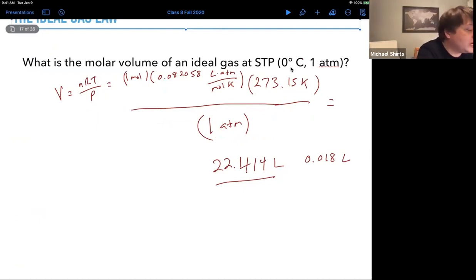And so if we look, we've got 5 significant digits in the gas constant and 5 significant digits in the temperature, and therefore it's 5 significant digits.